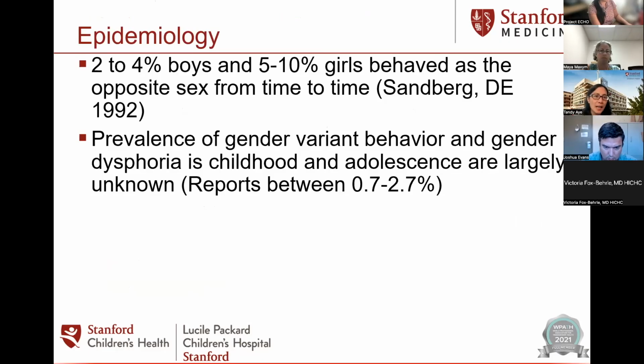So as people have looked at kids over time, 2 to 4% of boys and 5 to 10% of girls with their initial designation at birth behave as the opposite designation or the opposite sex from time to time. This is about 30 years old, and I think if we redo these studies, it might be quite different because we know that right now the presence of gender variant behavior is a lot more common, such that the prevalence is now about 0.7 to 2.7%. And I still feel that's quite variable based on where you're living too and what communities and cultures allow someone to be able to express that. So for each state and community that you serve, it might actually be higher.